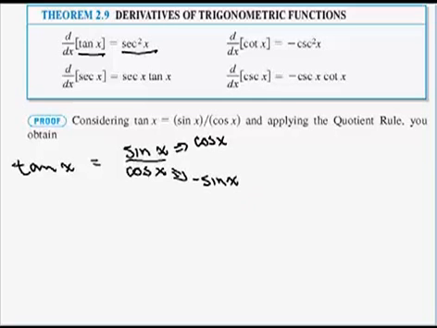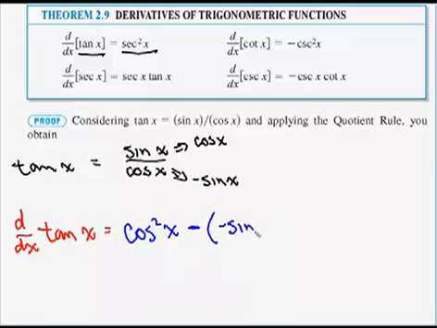So now we can take this derivative, d dx of tan x is equal to, and we apply the quotient rule, low d high. So we're going to multiply here on this diagonal. Cosine times cosine is cosine squared x. So low d high minus high d low. Sine times negative sine is negative sine squared x. Low d high minus high d low over low low. Cosine times cosine is cosine squared.